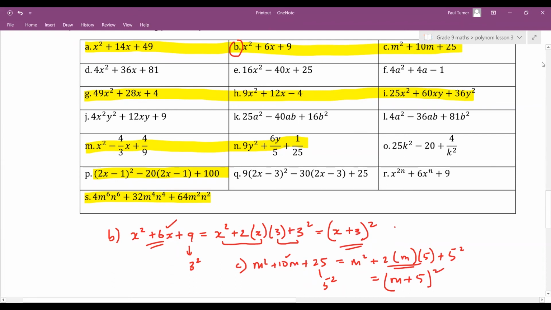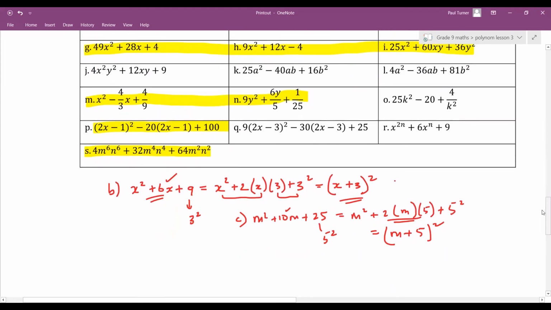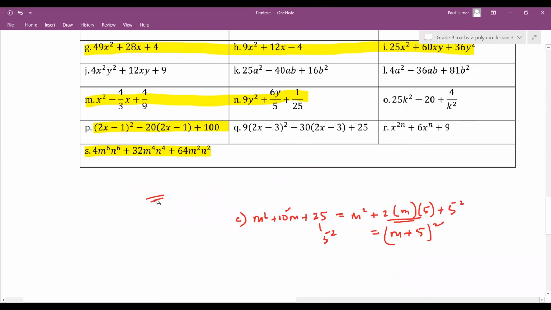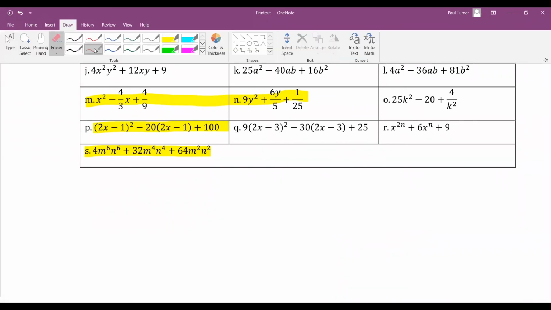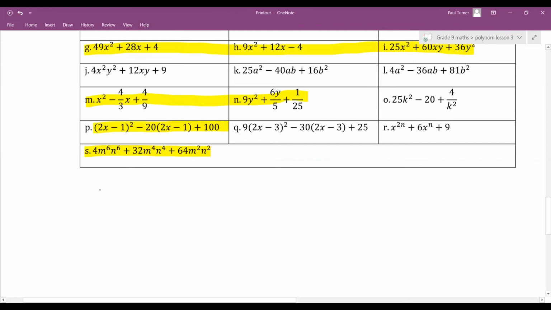So I'll scroll up a little bit so we can see some others. Okay, I won't do them all, but we'll just use up the time. Let's see how our time goes. I'll erase those ones. I think those are straightforward. Okay, question G. The others you can use for review for yourself.